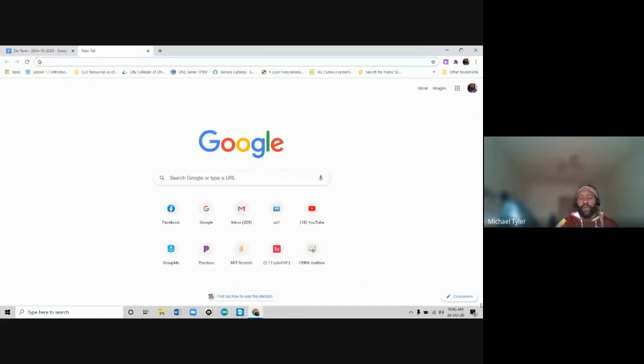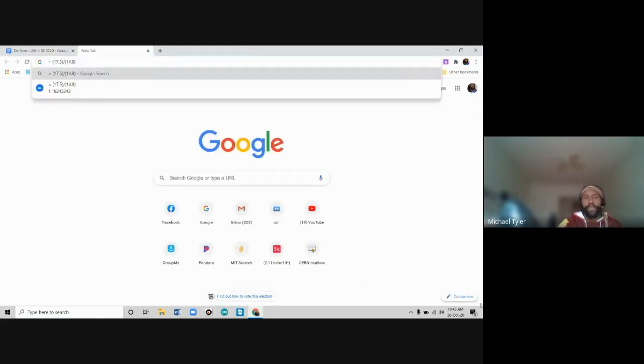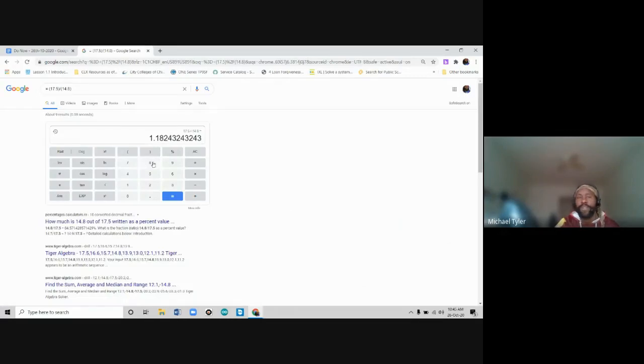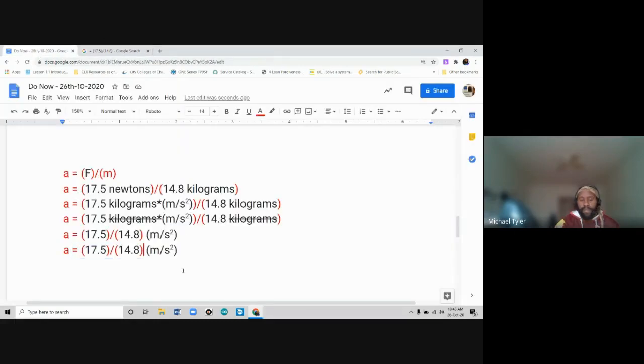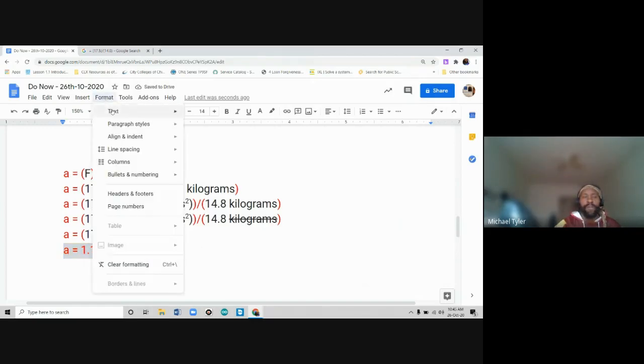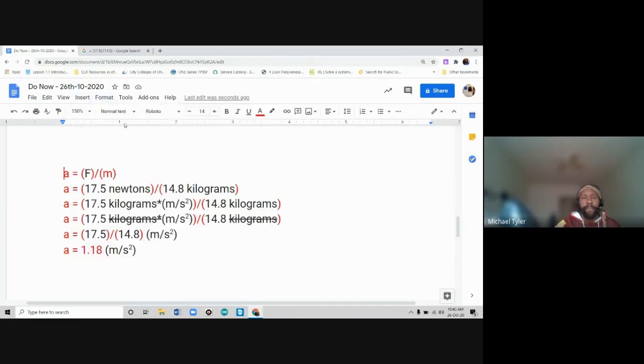If you go on Google and type in what you want to calculate with the equal sign first, hit enter, it'll turn Google into a calculator. And the answer to this is 1.18. That's the acceleration we just calculated. So we're going to say it is 1.18 meters per second squared. These are all the notes you need for that part. That is part A. That's all you're going to do.